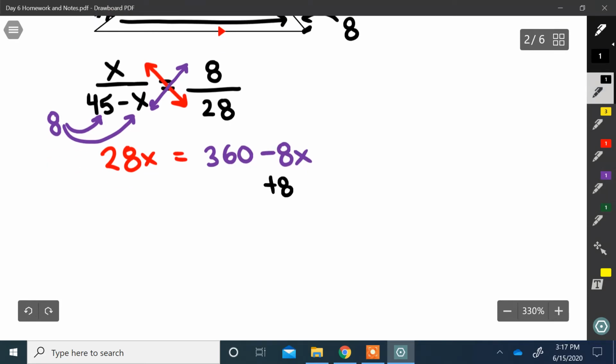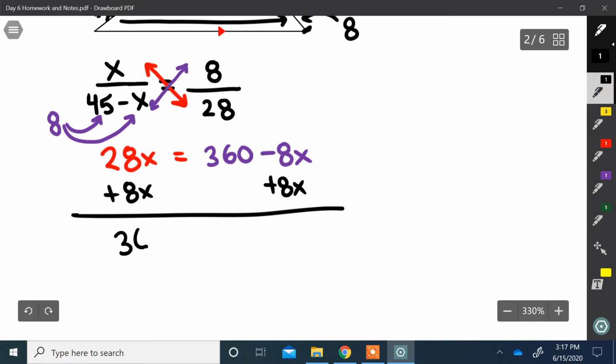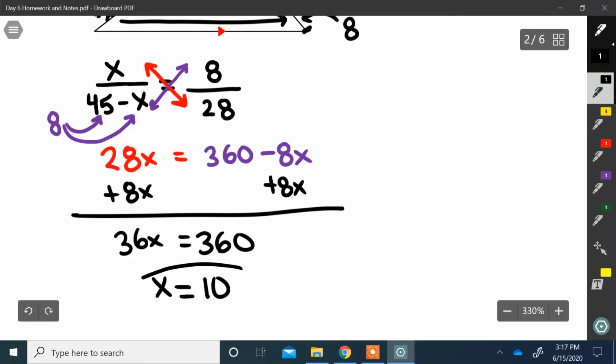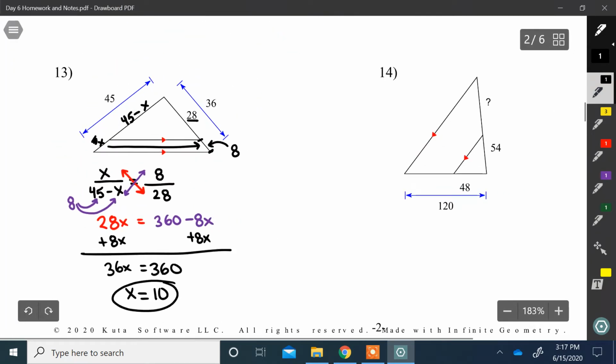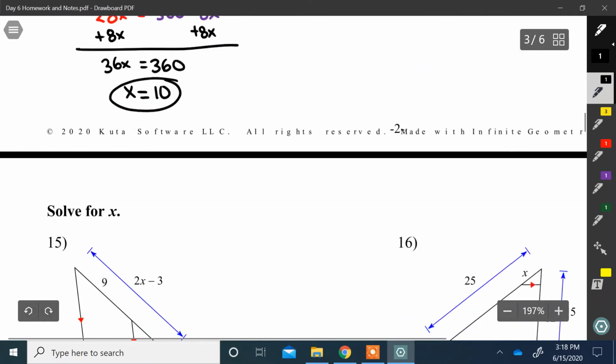We can add 8x on both sides. So 28 plus 8 is going to be 36x. Then go ahead and divide 360 divided by 36. You should get x is equal to 10. That is correct. Number 13 is definitely 10. Let's go ahead and move on to the next one here. Number 15.